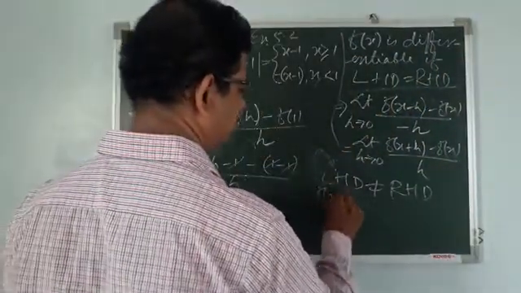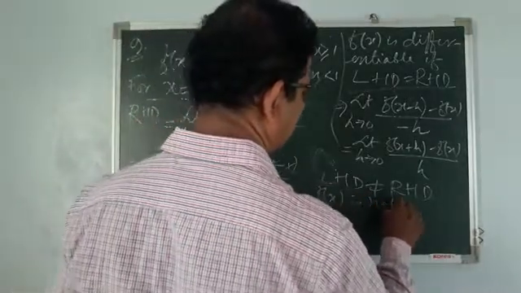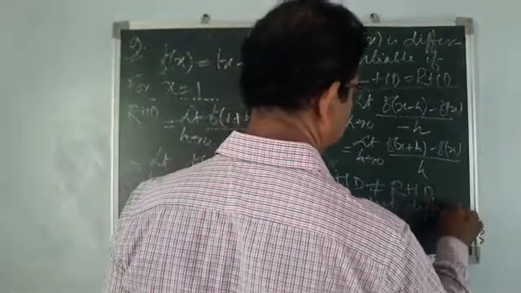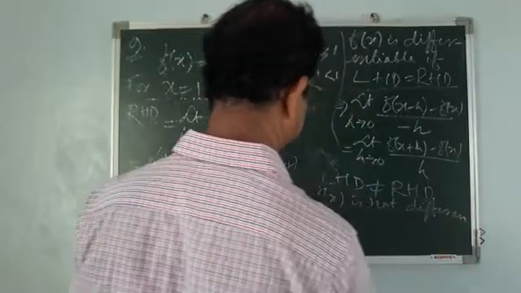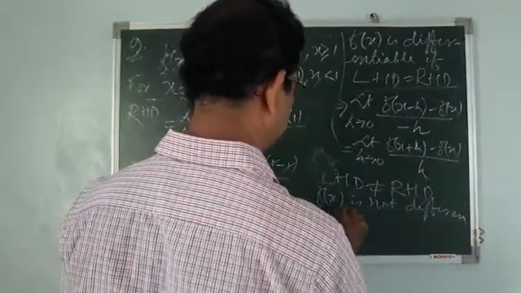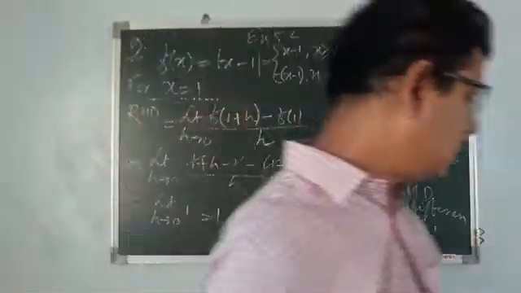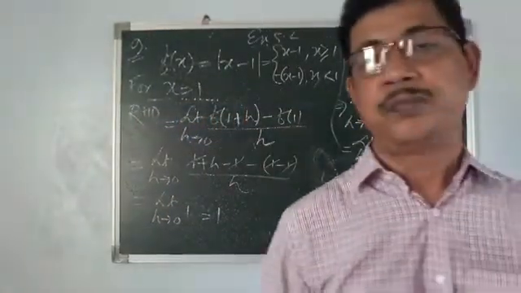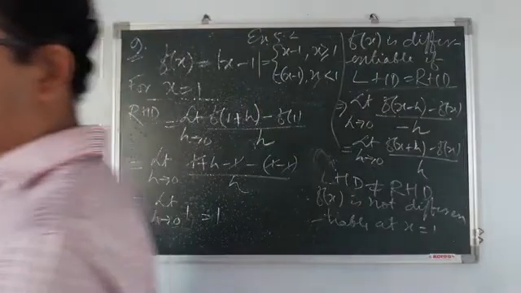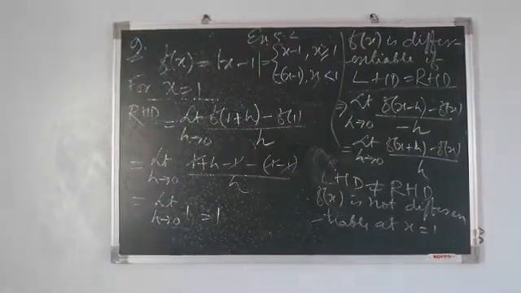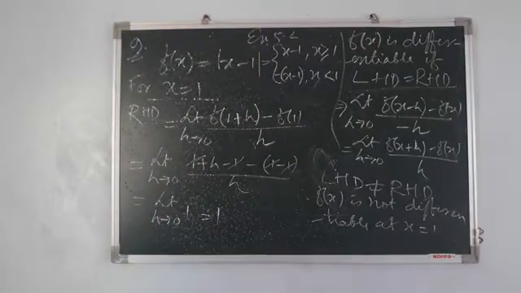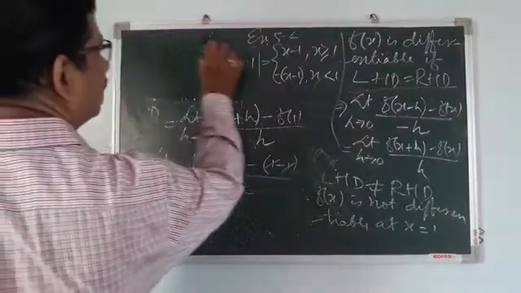Therefore f(x) is not differentiable at x equal to 1. So we get the answer of this one: f(x) is not differentiable at x equal to 1. Now we are going to do question number 10.